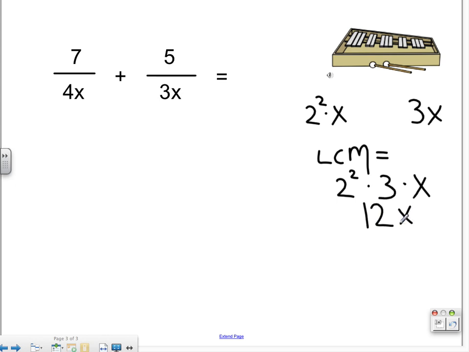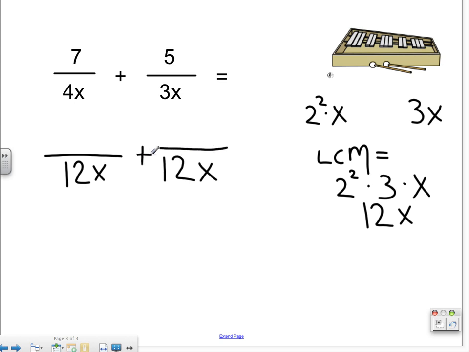Well, look at the 4x and the 3x and say to yourself, could I have done that without the prime factorization? Because if you can, you should. 4 and 3, you know 12 is going to be the LCM, and it has to have an x in it because they both have to go into it. So 12x is going to be my denominator.